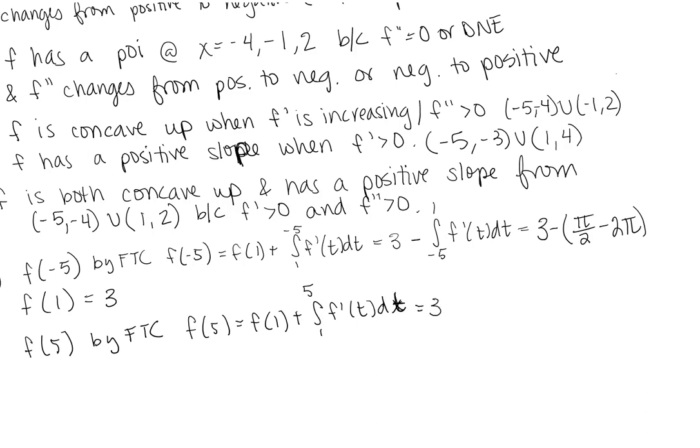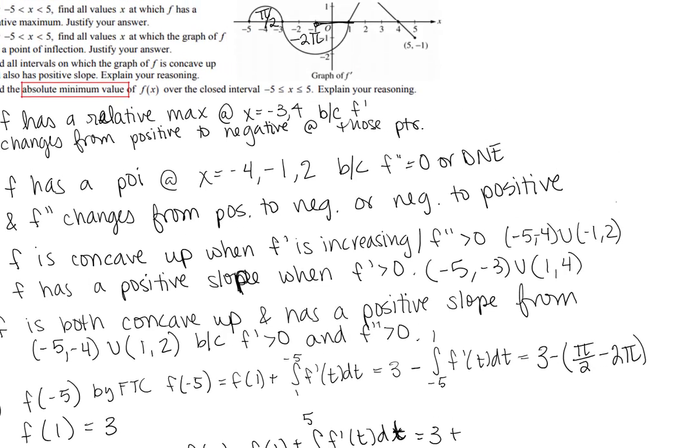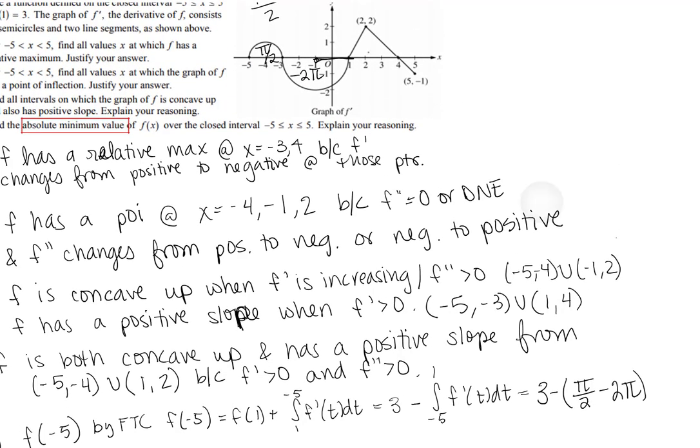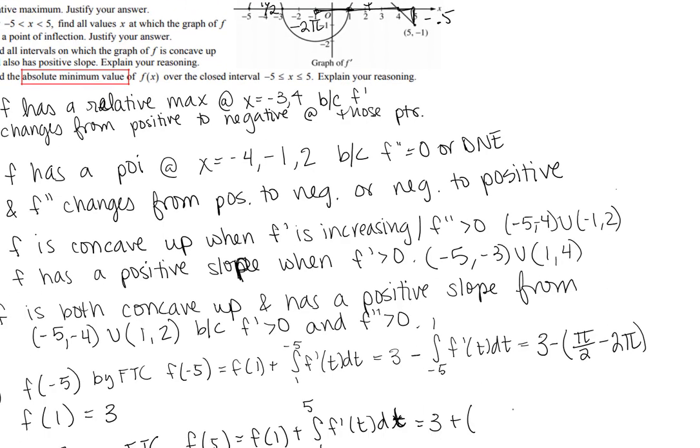That equals 3 plus, let's see what that area is. From 1 to 5, we have 2 triangles. It's going to be 1/2 base times height. So our base is 3, our height is 2. So 1/2 times 3 times 2. So this is going to be positive 3. And then the same thing here, 1/2 base times height, so that's negative 0.5. So 3 plus 3 and a negative 0.5.